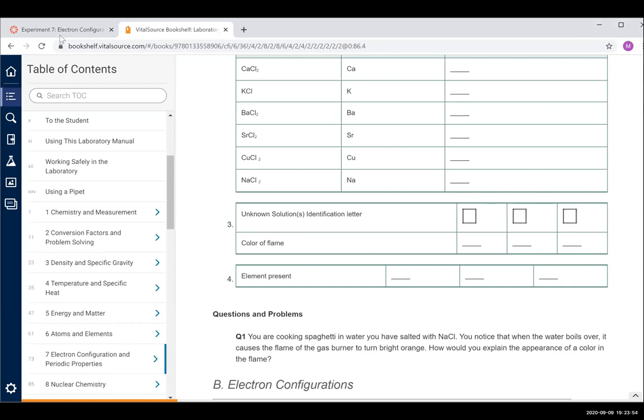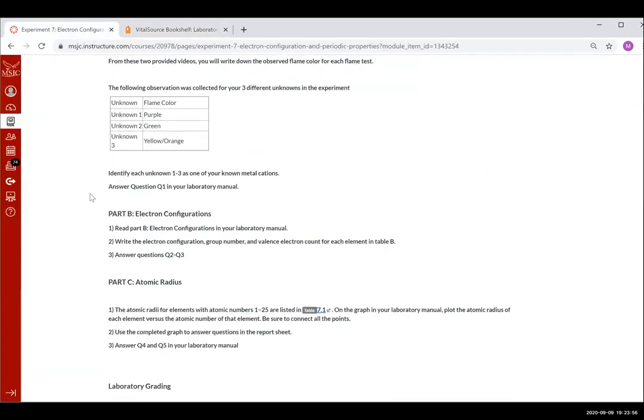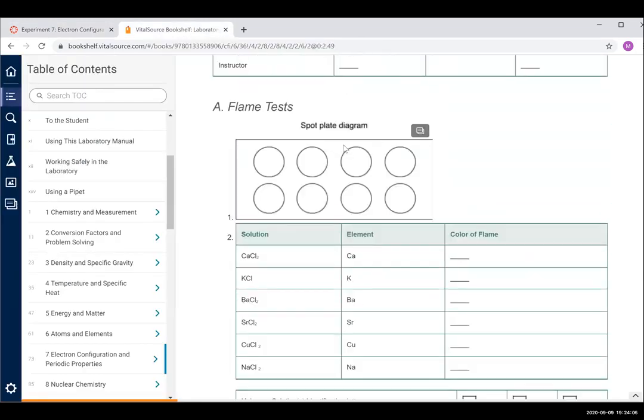Yes, perfect. What are those circles on number 1 in the lab manual? It's a spot plate. You don't have to worry about those circles. This would just be a diagram if you were actually preparing those solutions. Okay.